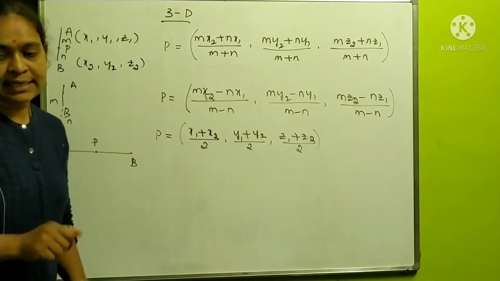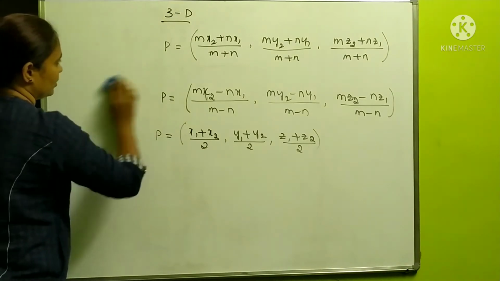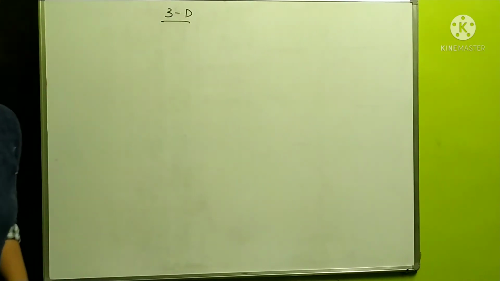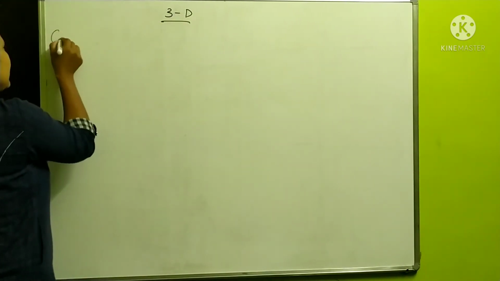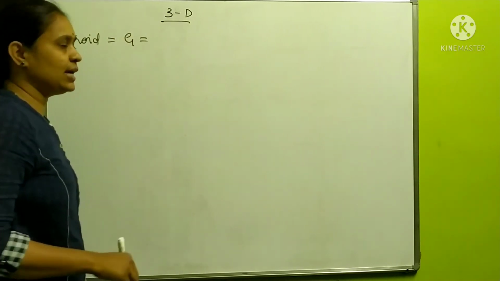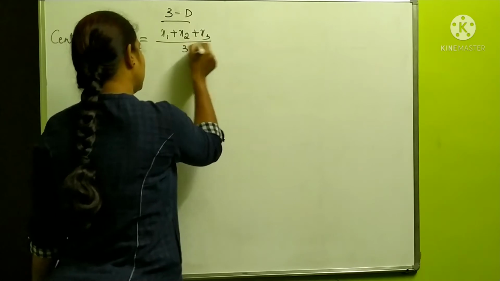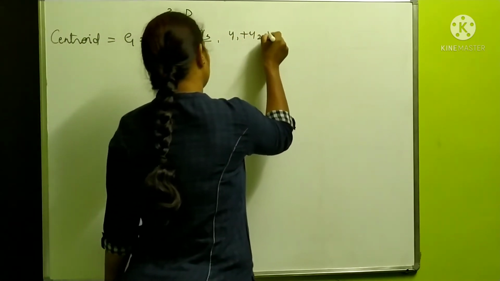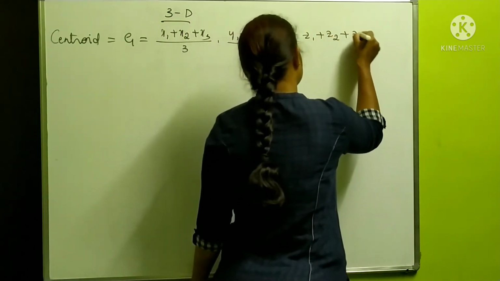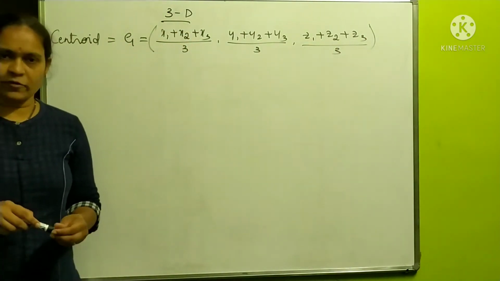Now let me give you the centroid formula here. The centroid of a triangle is named G, and it is equal to ((x1 + x2 + x3)/3, (y1 + y2 + y3)/3, (z1 + z2 + z3)/3). This is our centroid formula.